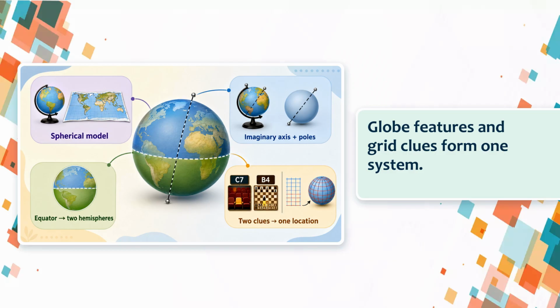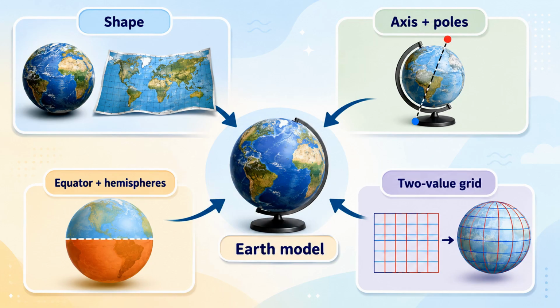Globe features and grid clues form one system. Each visible part supports a different kind of understanding. These ideas work together. The globe represents Earth, the axis and poles provide opposite reference points, and the equator gives a middle line. Grid examples show why two crossing directions are needed for exact location.